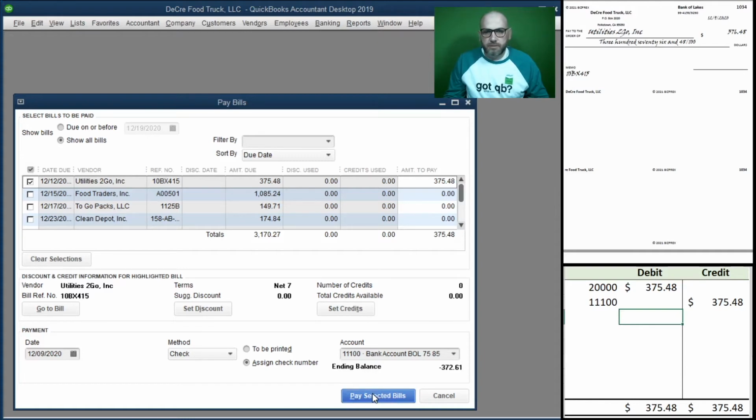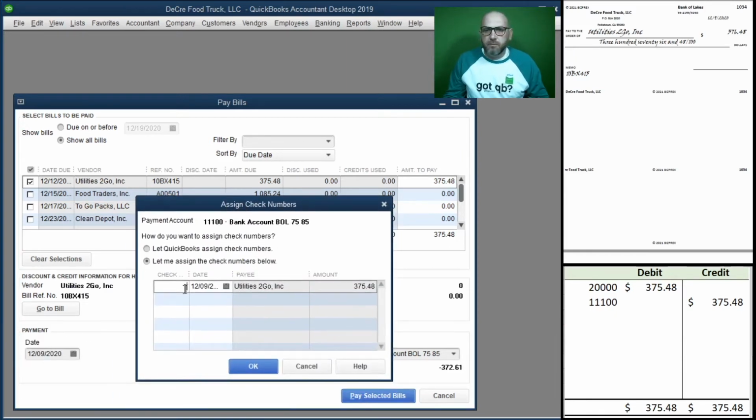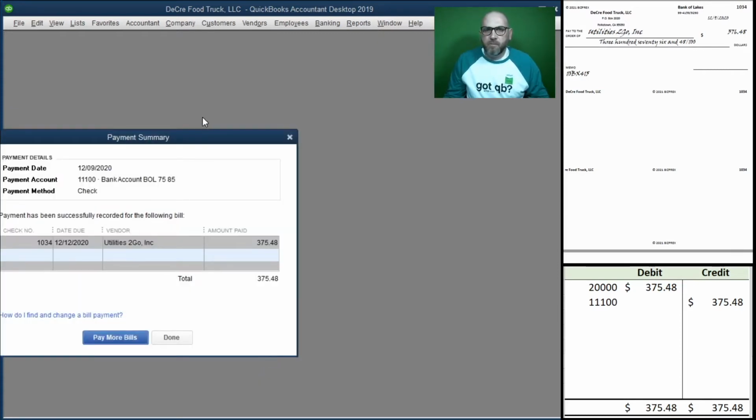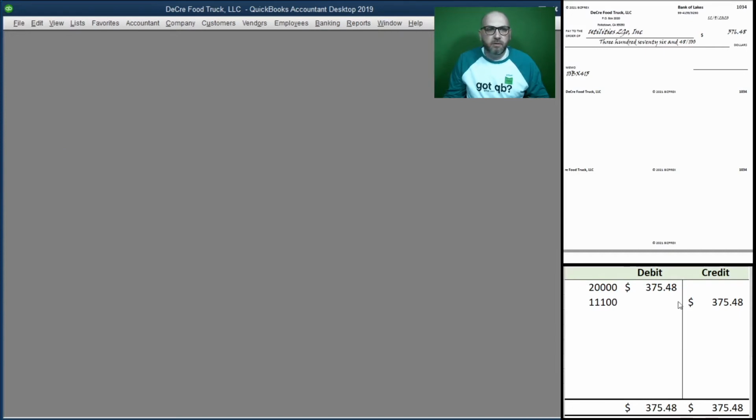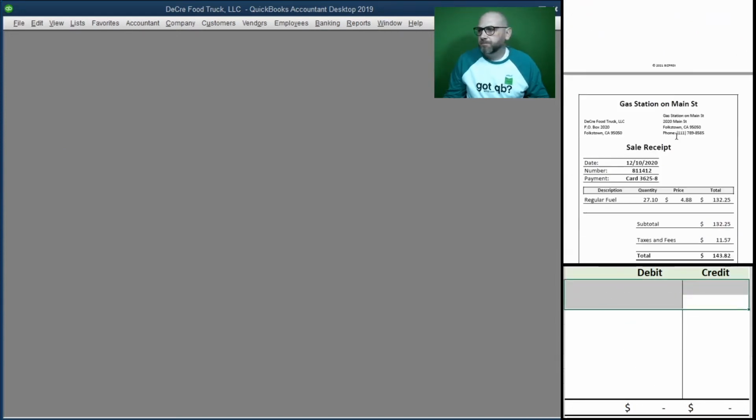Okay, let's move forward. Date is correct. Okay, so here we are. It asks us to assign the check. Okay, so we're going to enter it. Okay, so here it is. Check number, payment bills. No, fine. Okay, and that's the entry we just booked.